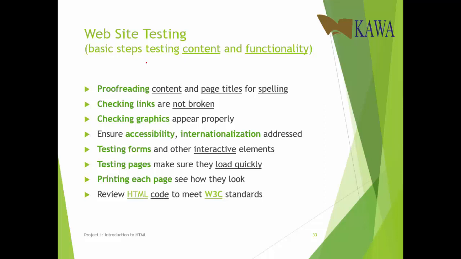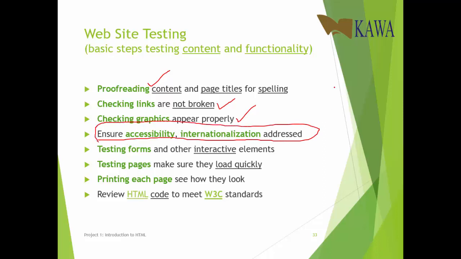Website testing, basic steps: testing content and functionality. We have proofreading. This ensures that all the content you have put there has the right spellings and is correct. Checking links: you have to check links, not to leave broken links, so that each hyperlink takes the user where it's supposed to. Checking image graphics: make sure each picture you put fits and responds according to the browser specifications. Ensure accessibility and internationalization are addressed.